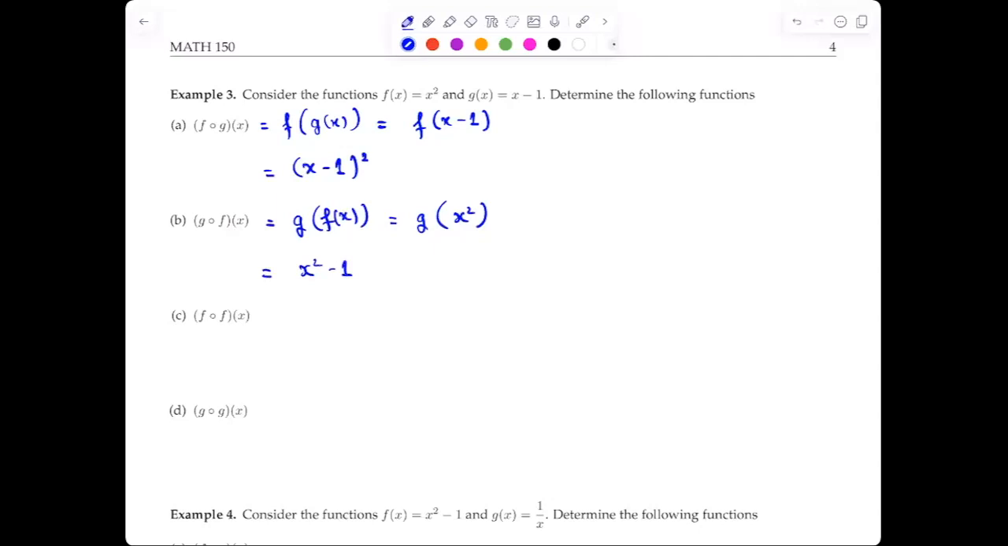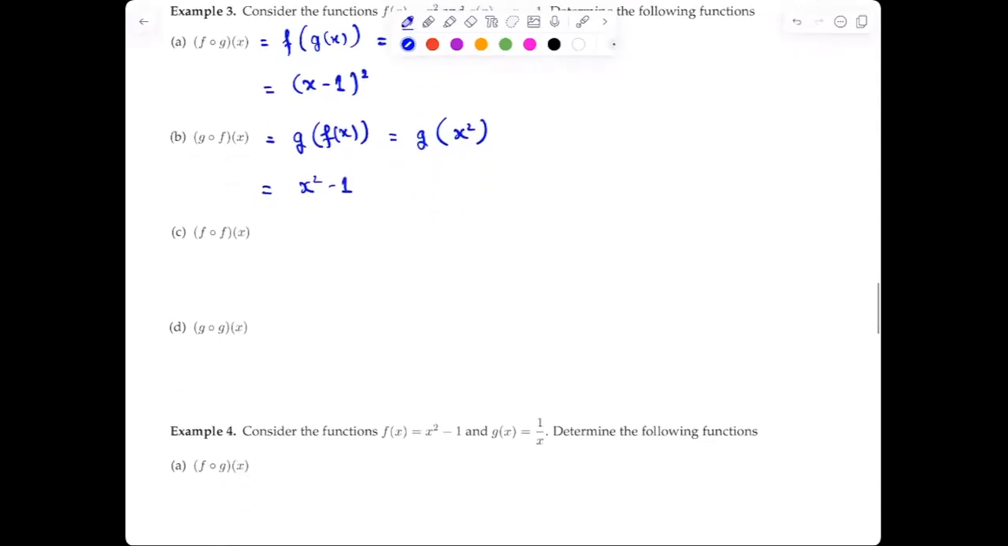Any questions? We good? Does that make sense to you? Okay. Now, f circle with itself, or f of f of x. And f of x is equal to x squared. So what you technically want to do is calculate f of x squared. So f of x here is equal to x squared.